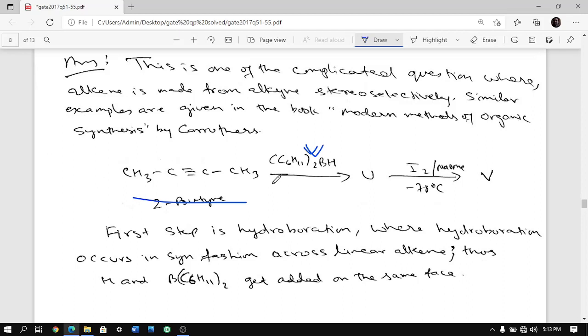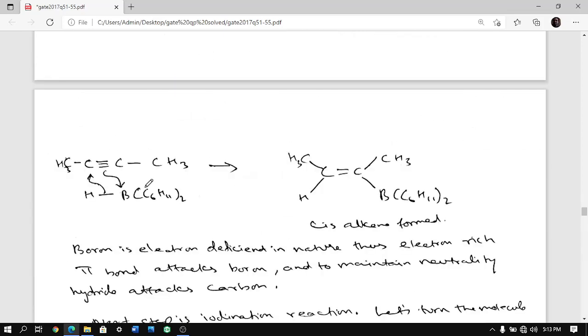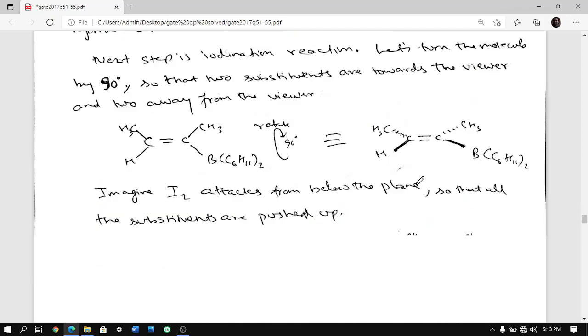So borane, you know, adds by anti-Markovnikov's rule and basically it adds in a syn fashion. Okay, so both the hydrogen and the boron get added on the same face. So imagine it is attacking from below, so this goes and attacks this boron because boron is electron deficient, and these pi electrons are electron rich in the center, and therefore they go and attack here, and this comes out. You know that it goes through a transition state, and you get this. So this is the alkylborane which is formed. So this will be your U. This was very simple, there is no issue with that.